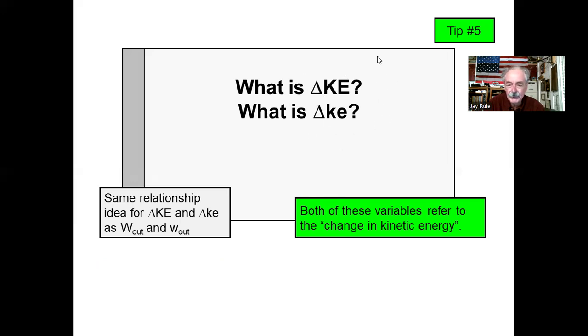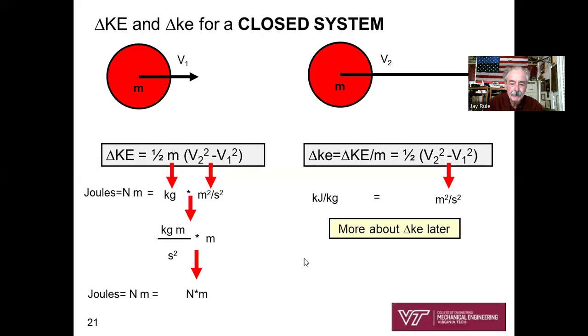So your intuition says it's going to have something to do with the mass of a system, if it's a closed system, or the mass flow rate, if it's an open system. But both of these variables refer to change in kinetic energy. So when we engineers are speaking, we call both of those variables change in kinetic energy. So to some extent, shame on us, because you just got to learn the jargon.